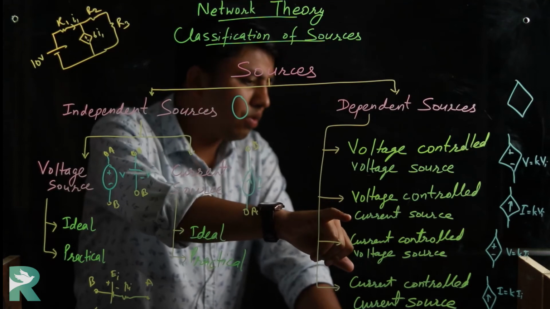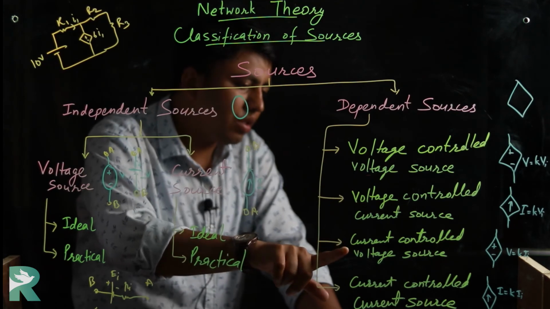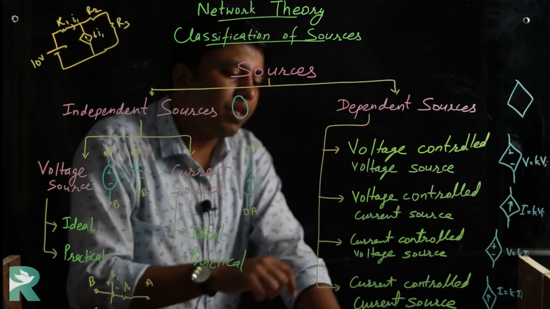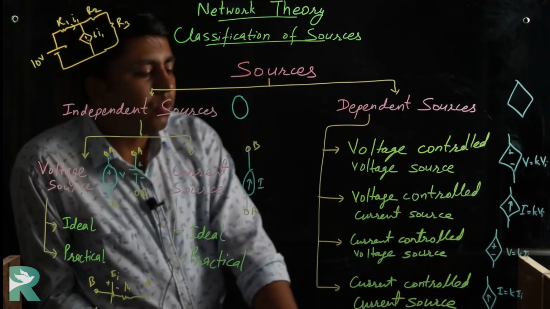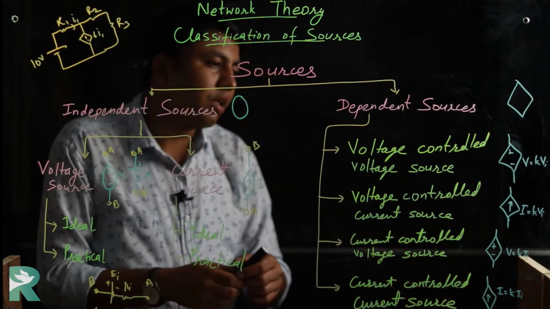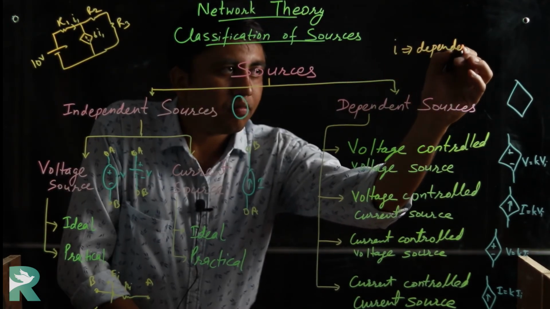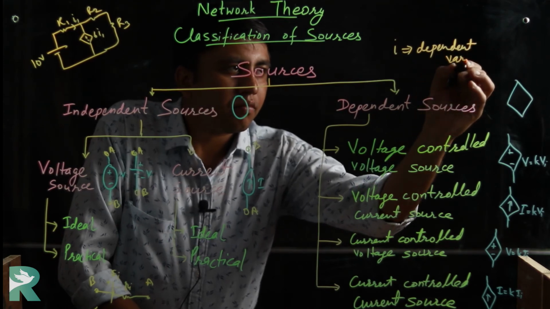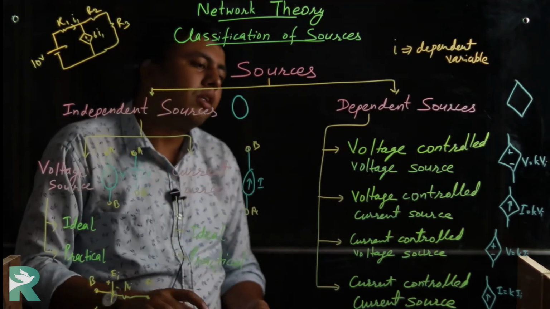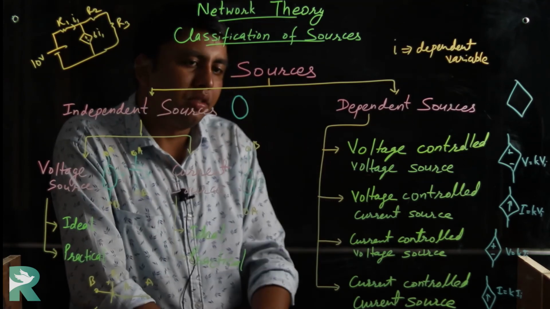And in the same kind, these are the types of dependent sources. Voltage controlled current source means it is a current source whose current is depending on the voltage of any other branch. Current controlled voltage source means it is a voltage source whose value is depending on the current of any other branch. And the last one is a current source whose value is depending on the current of any other branch. Here the small I represents the dependent variable. It means the source value is depending on the value of the I branch.